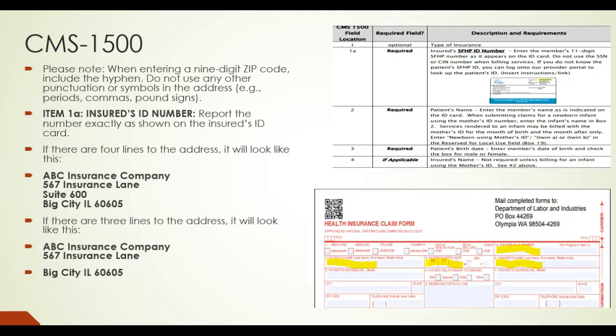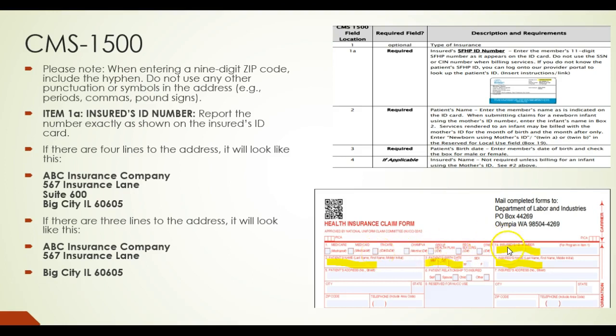The CMS 1500 form, and let's go over boxes 1 through 4. In box 1, just remember it is an optional section as far as whether or not you select one of these boxes. It's the type of insurance. Now, just please note that you want to select a box if it applies.